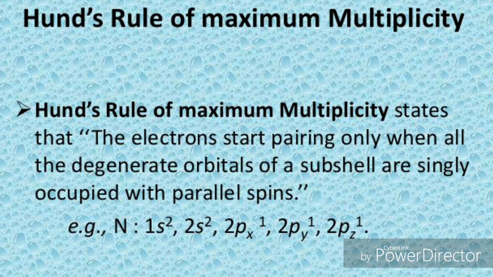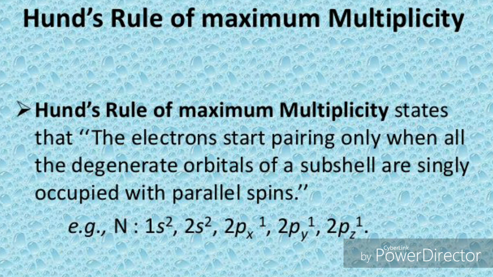Students, the third principle is Hund's rule of maximum multiplicity. According to this rule, the electrons start pairing only when all the degenerate orbitals of a subshell are singly occupied with parallel spins. Already you learnt about degenerate orbitals. The orbitals possessing same energy, same amount of energy, are called degenerate orbitals. So this is the third principle.